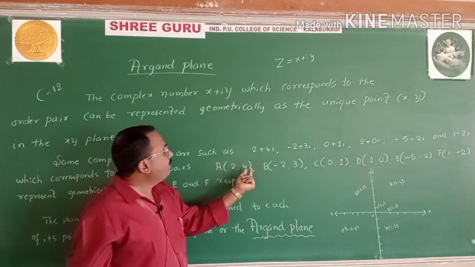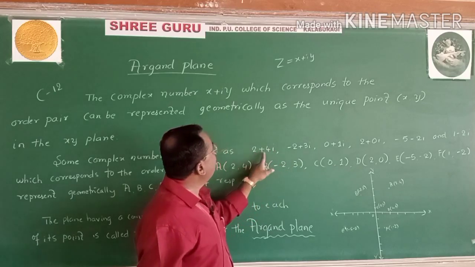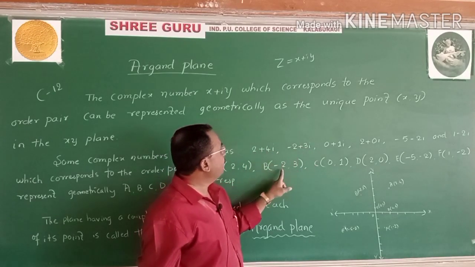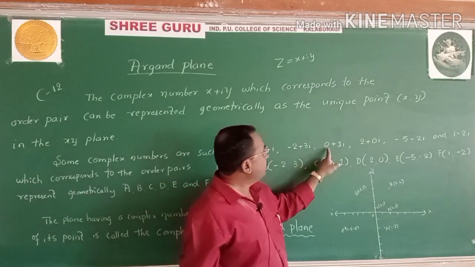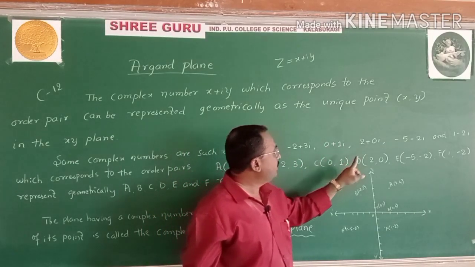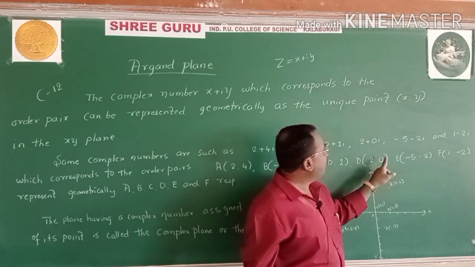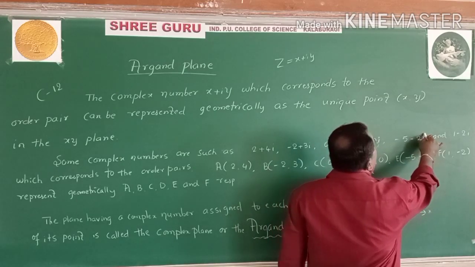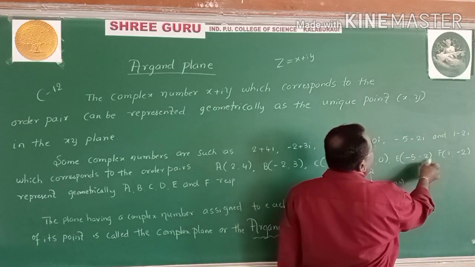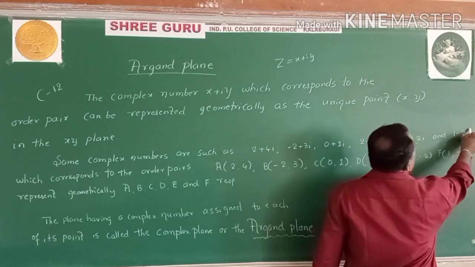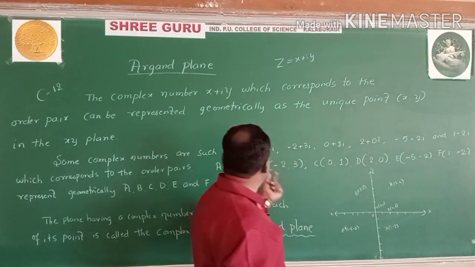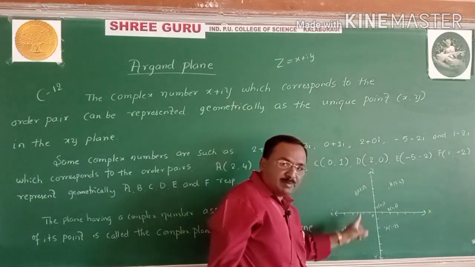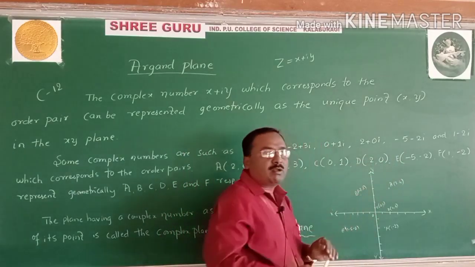Here 2 plus 4i becomes 2 comma 4, minus 2 plus 3i becomes minus 2 comma 3. Here 0 plus 1i becomes 0 comma 1, 2 plus 0i becomes 2 comma 0. Minus 5 minus 2i becomes minus 5 comma minus 2, and 1 minus 2i becomes 1 comma minus 2. This is x, y. Represent in the plane, that is, plot the points.